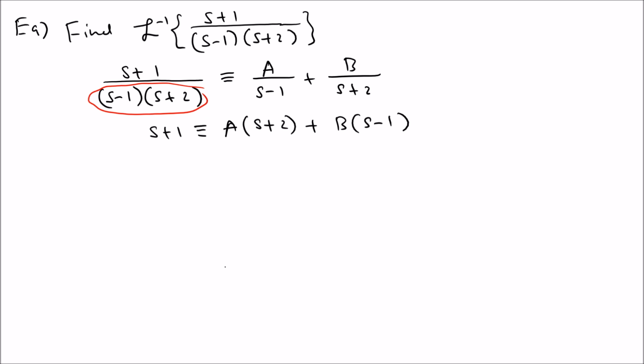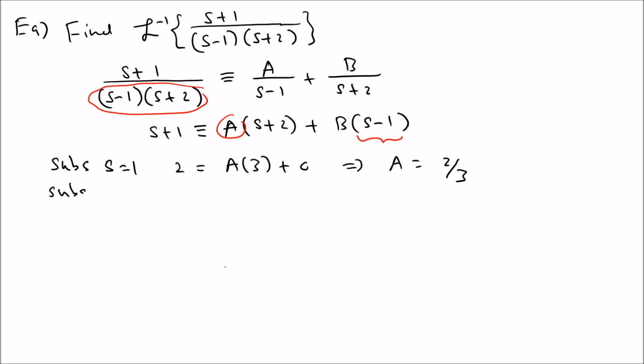If you want to find A, we want to think of how to make the other term 0. So that's the idea. If you want to find A, you try to make the other term 0. So that means we want s equal 1. So we substitute s equal 1. Then you're going to get 2 equal A times 3 plus 0. So this gives you A equal 2/3.